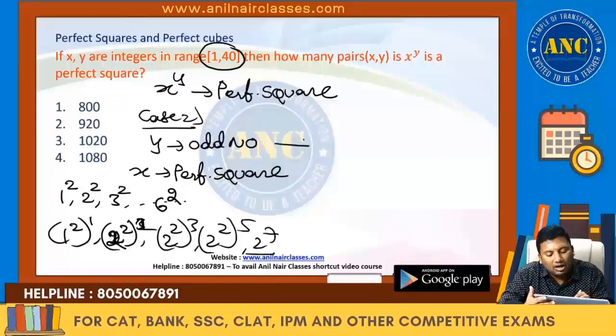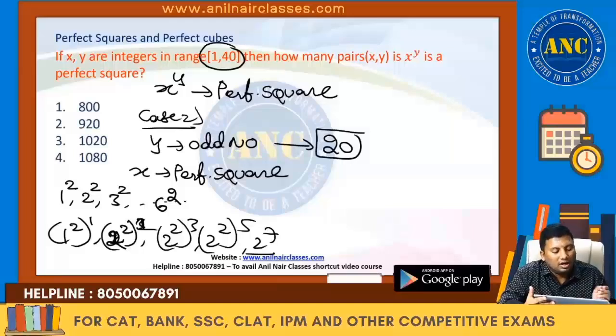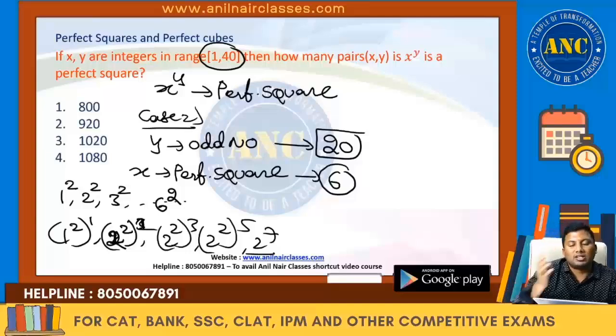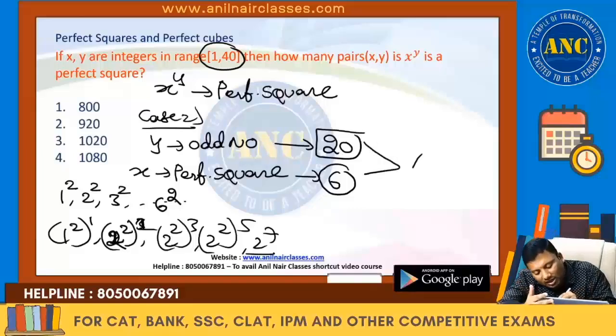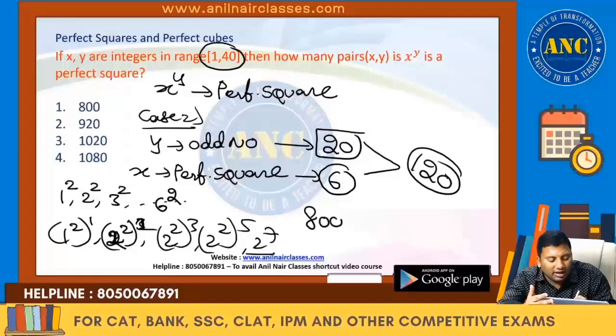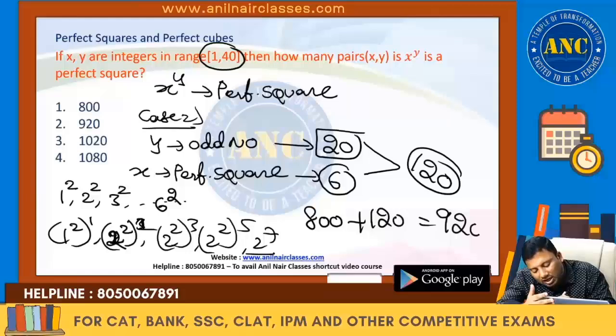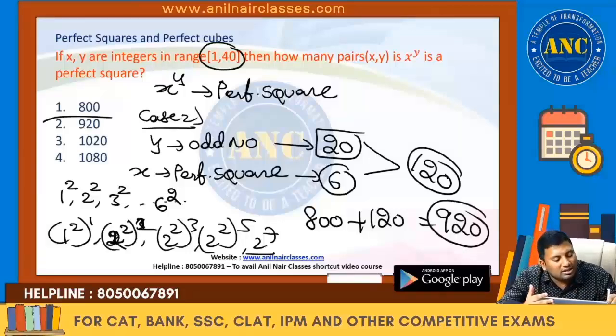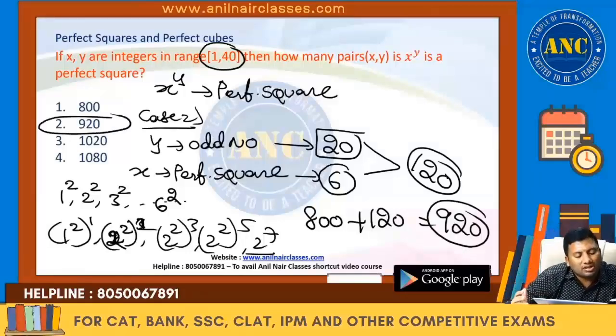So odd numbers, how many values are there? Total 20 odd numbers are there. Perfect squares means a total of 6 numbers are there, because what is the perfect square less than 40? 6 square is 36, and 36 is less than 40. So 20 into 6, 120 combinations. Previously I got 800, now I will get 120. So the total answer is 920. Most of the students will tick the answer as 800, which is incorrect.